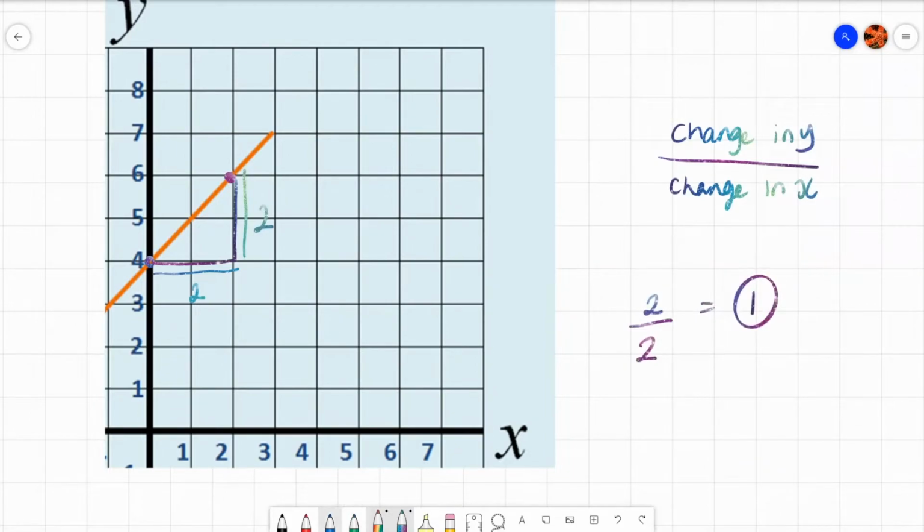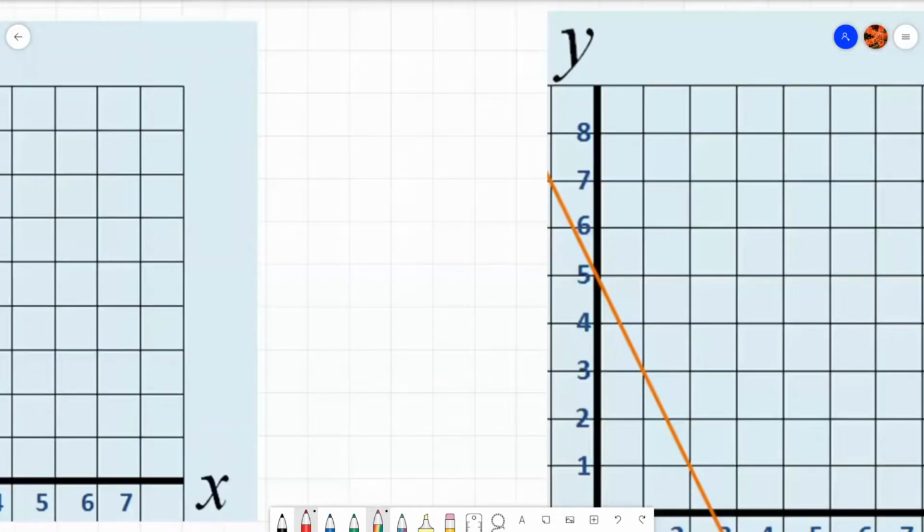If I use the red pen, I can show you that this would be exactly the same if I were to use another two coordinates. I'm going to pick this one first and this one. If I draw myself a little triangle there, that difference is 1 and that difference is 1. So 1 divided by 1 is 1. As long as you've picked two coordinates that lie on that line, it doesn't really matter. Your answer will still be correct. Let's have a look at a few more examples.